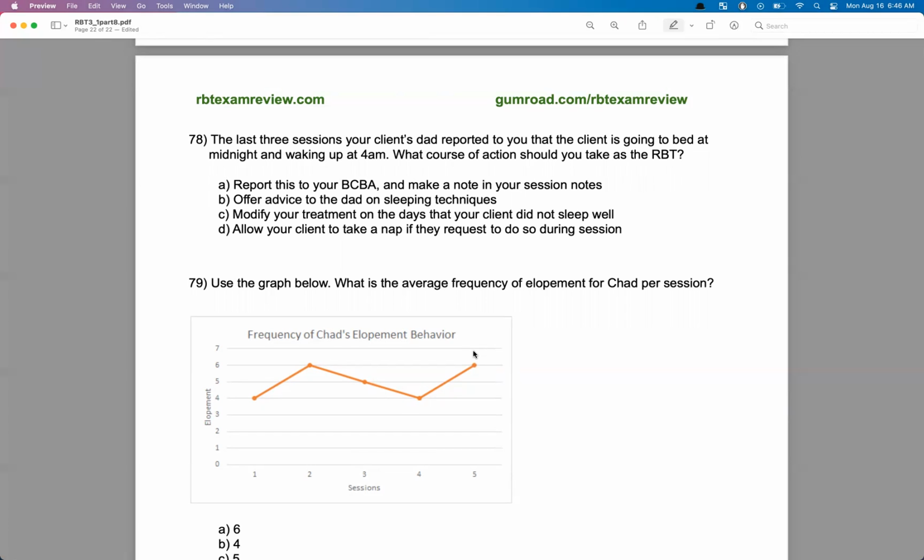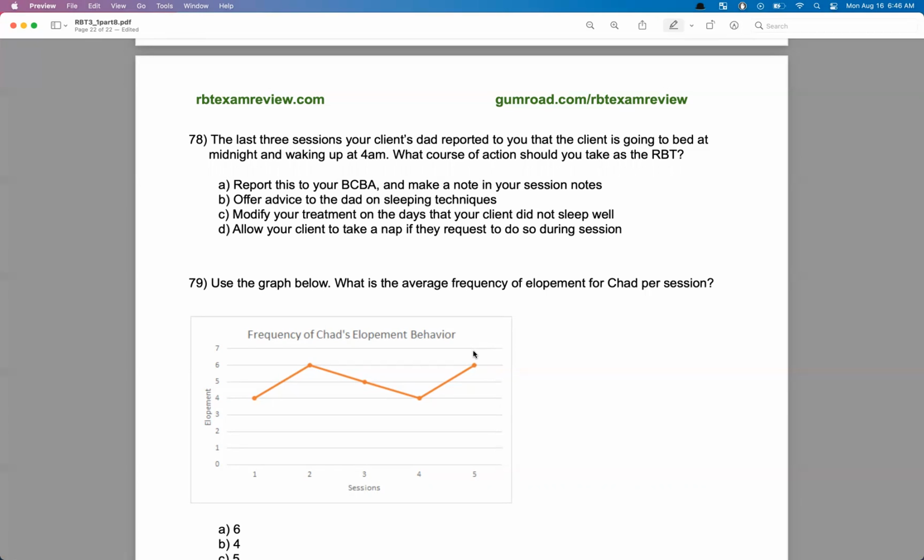A, report this to your BCBA and make a note in your session notes. Pretty good option, right? Hey, this is what's going on at the house. Our client is not getting good sleep. What should we do? And then just make a note in your session notes for the other team members. Okay. A is a good answer, right? It hits a bunch of the task list, right? About seeking clinical advice, session notes, reporting variables. So A is pretty good.